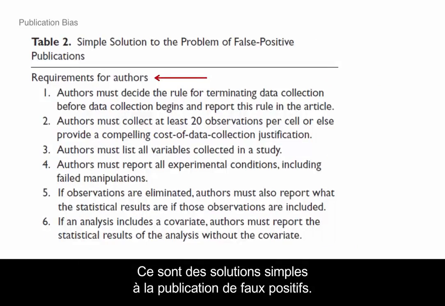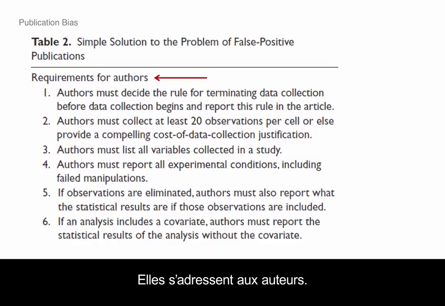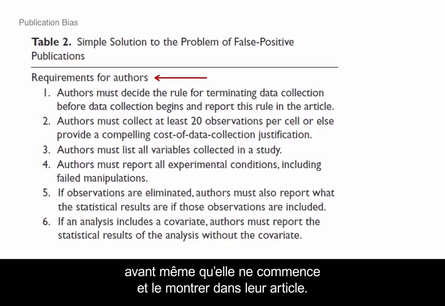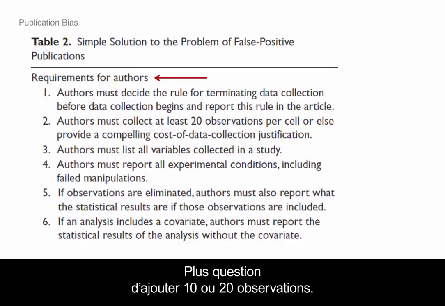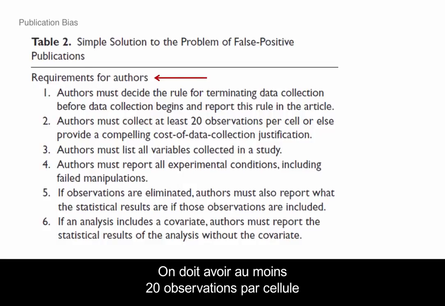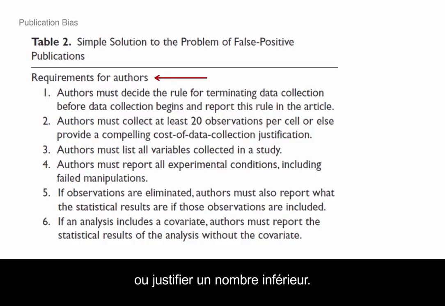Simple solutions to false positive publications. These are for authors. Authors have to decide the rule for terminating data collection before data collection begins and show it in the article. So no more of this, I'm going to add 10 or 20 observations. They're going to try to tie researchers' hands on that margin. You have to have at least 20 observations per cell or give some reason why you didn't.